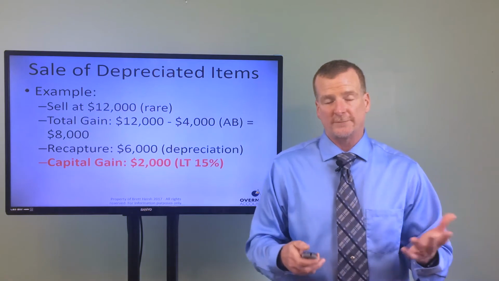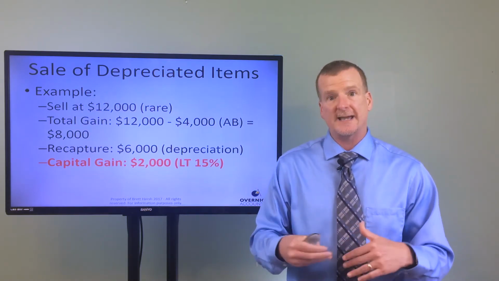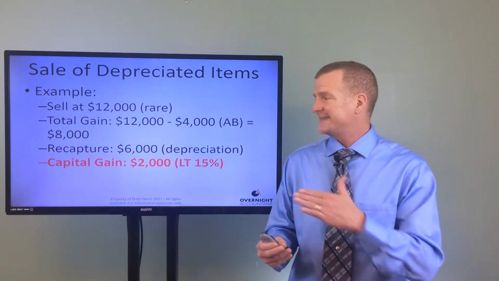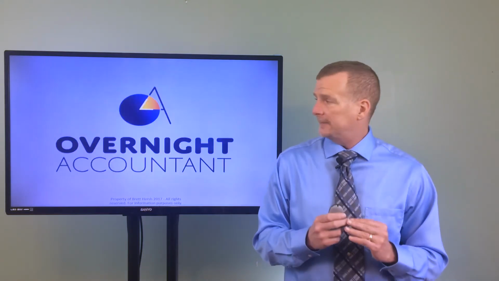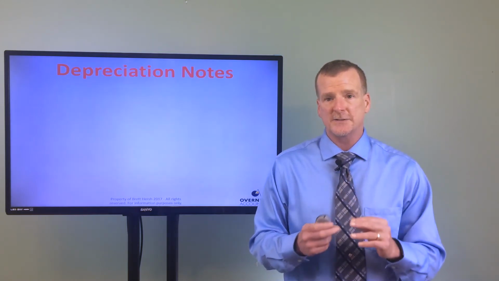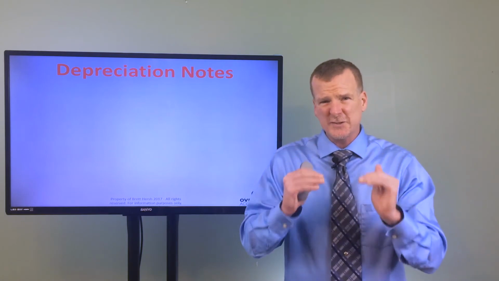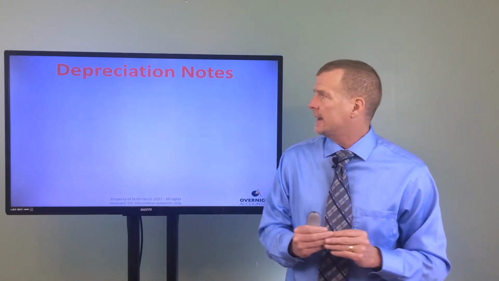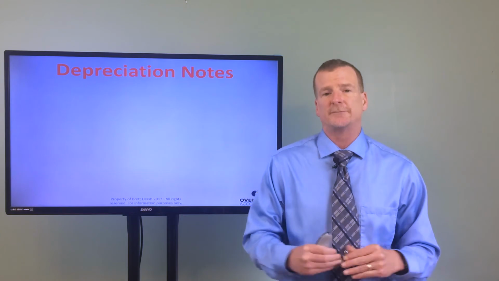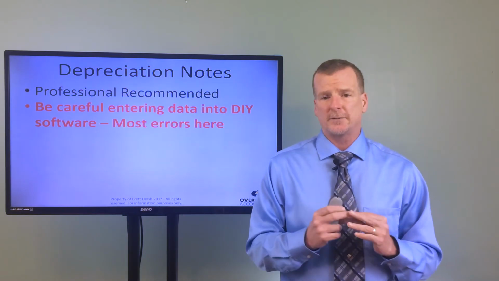Often these assets will be reported on Form 4797. If you're doing it through your own software, you can look at it, or if you have a professional prepare it, you should see these sales show up on there. So that's it for that part of this course. But now let's go over some notes. These are some items I want to make you aware of with regard to depreciation before we move forward in other sections. So again, I highly recommend a professional for this.